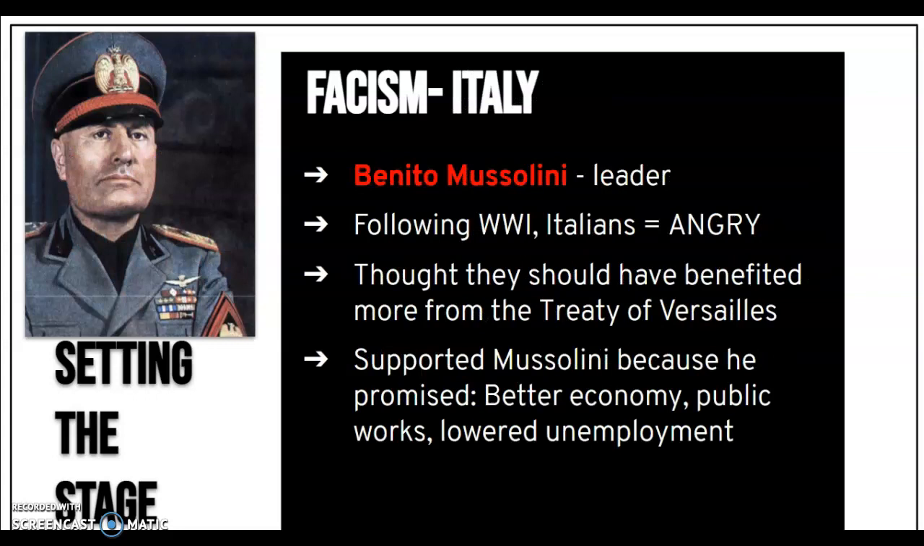In Italy, Benito Mussolini empowered the angry Italians who thought they should have benefited more from the Treaty of Versailles. Many Italians supported Mussolini because he promised a better economy, better public works, and he promised to lower unemployment.